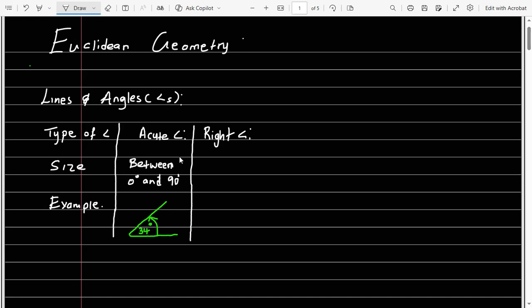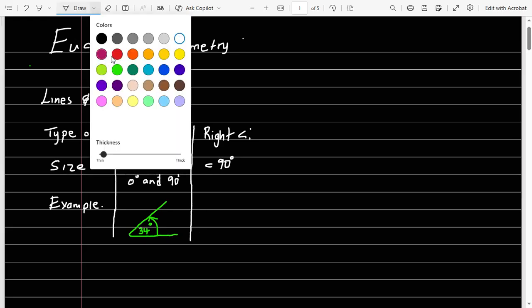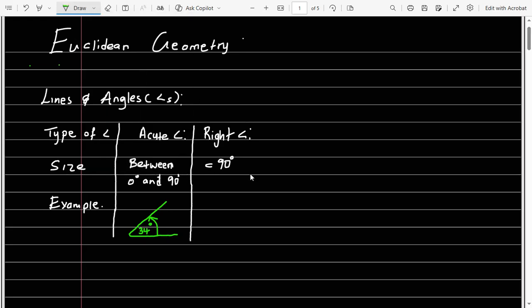If we have an angle that is equal to 90 degrees, just know that that is what we call a right angle. The example will look like this. If I have a triangle like this and I have an angle there as 90 degrees, then I'm going to say this is a right-angled triangle.